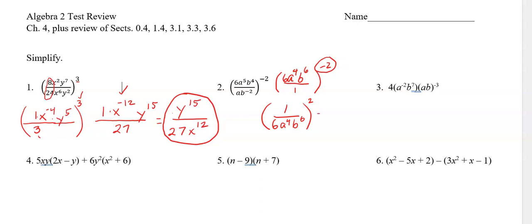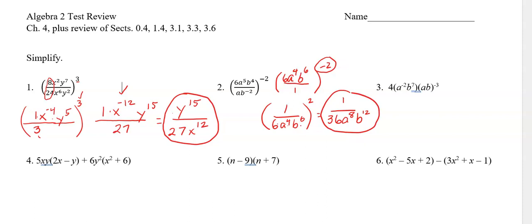And so now I'm going to apply that same rule that I used back over here in problem 1. Everything in the parentheses is going to be raised to the second power. So 1 to the second is still 1. 6 to the second is 36. A to the 4th raised to the second, I multiply exponents, and that's a to the 8th. B to the 6th raised to the second, multiply exponents again, and that's b to the 12th. And that ends up being my final answer.